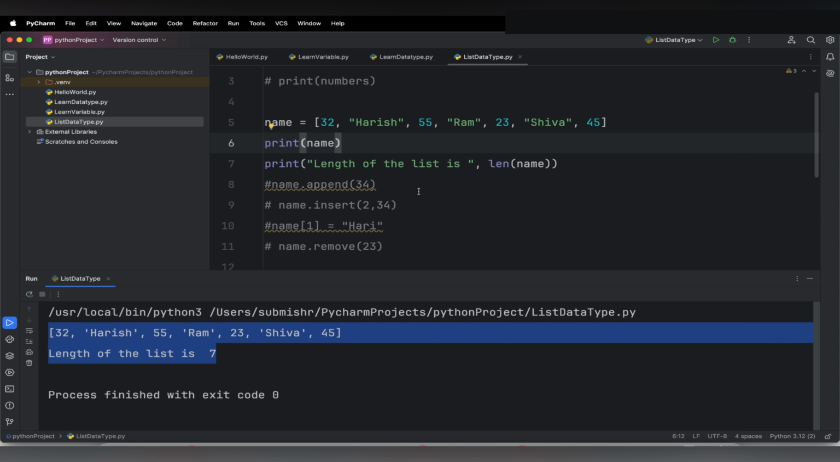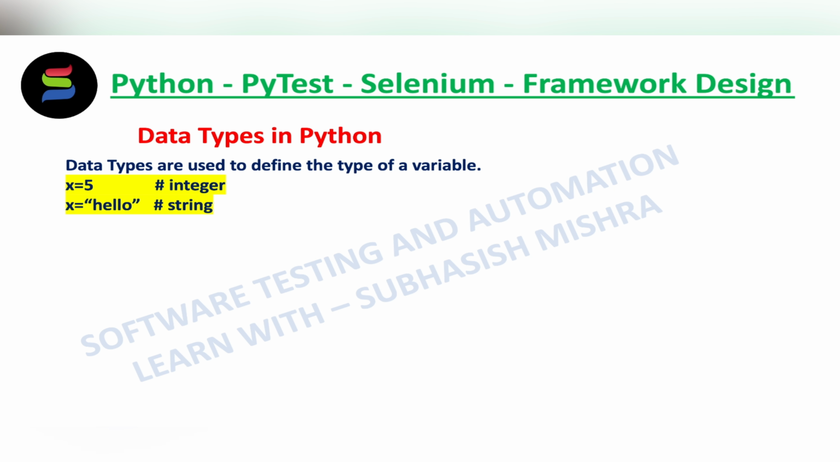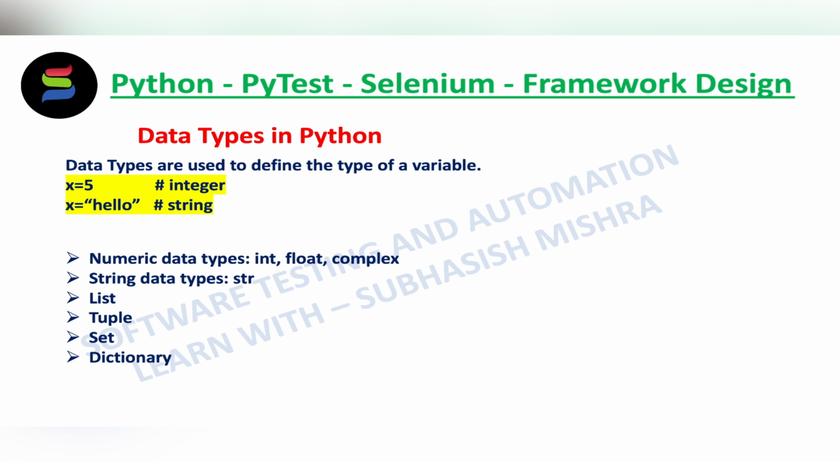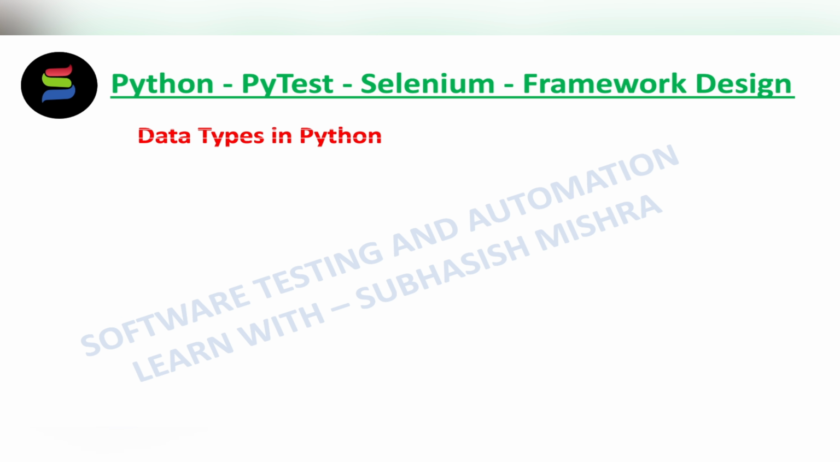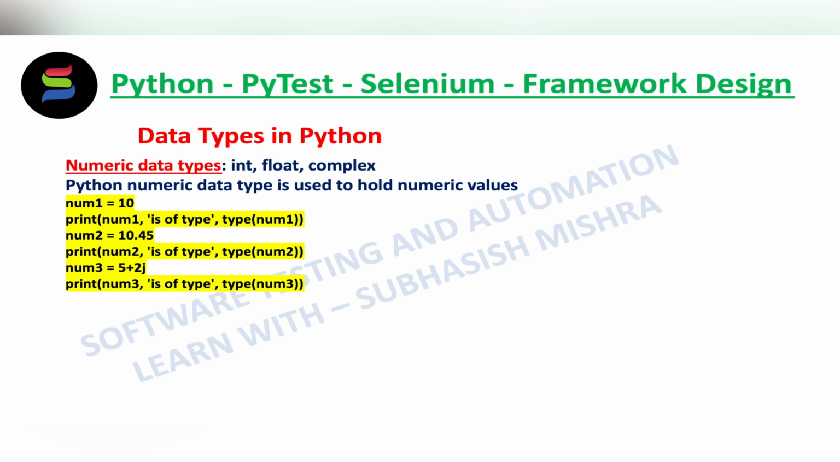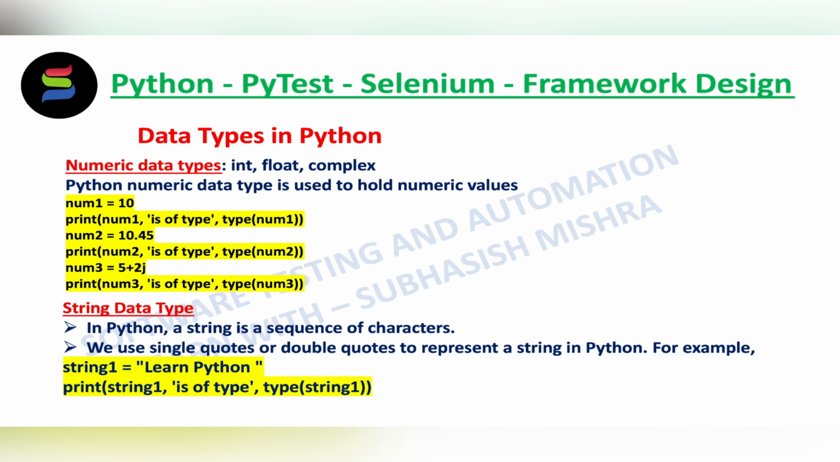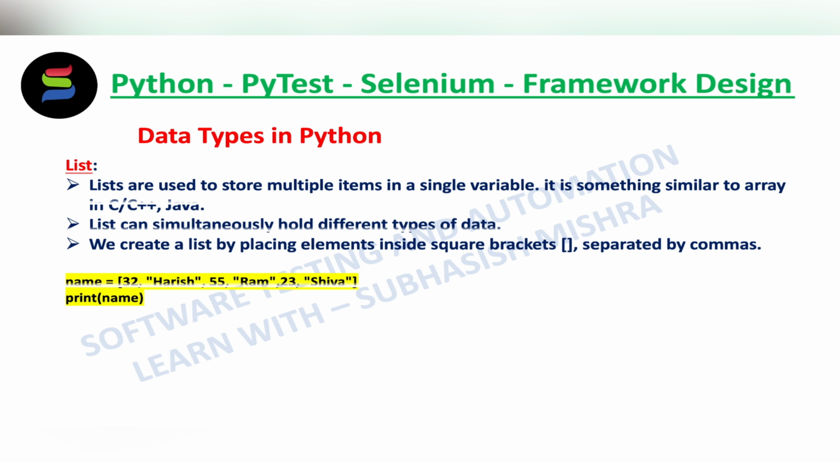So that's all. Let's see what all we learnt in this lecture. We learnt what is a data type in Python. We learnt about different data types like the numeric data type. In the numeric data type we have 3 things: int, float, complex. We saw all of them. Then we learnt the string data type. Then we saw what is the list data type, and we saw different functions available in the list. There are some more functions also available in the list. We will learn them when we use them. So that's all for this lecture. Thank you.